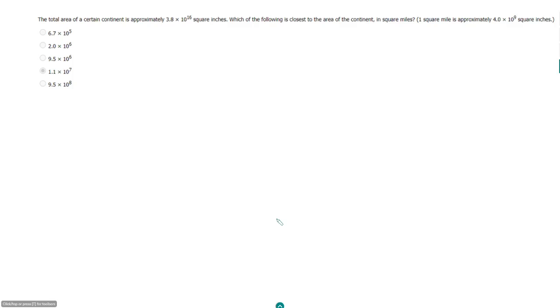The total area of a certain continent is approximately 3.8 times 10 to the 16th square inches. Which of the following is closest to the area of the continent in square miles? And then they give you this unit conversion: 1 square mile is approximately 4 times 10 to the 9th square inches. And so this is a really tricky question, I would say.